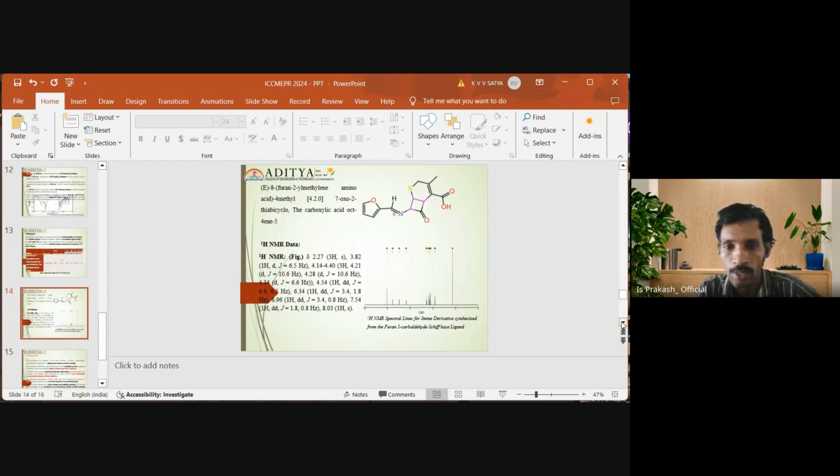Here look at our product, the carboxylate furan-2-ylmethylene amino 4-methyl-7-oxo-2-thiobicyclo carboxylic acid. That is our product. Look at the picture here. That is the complete NMR spectral data.